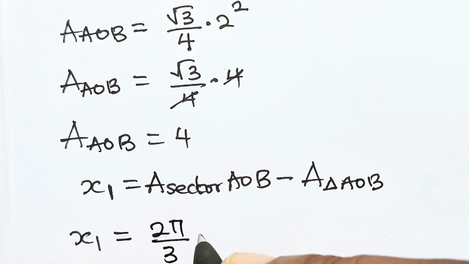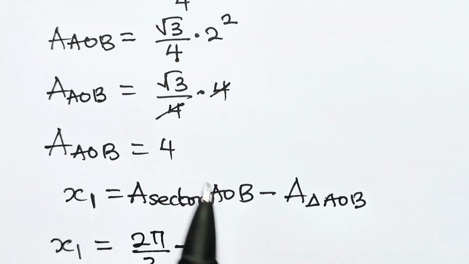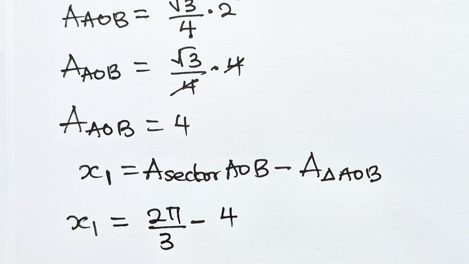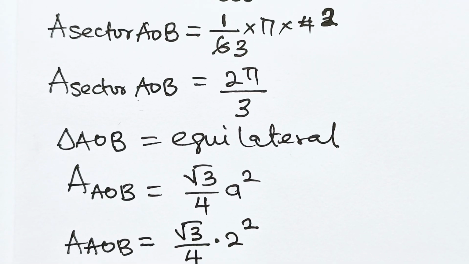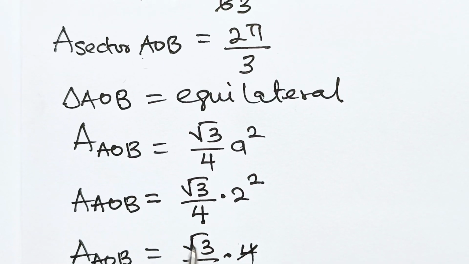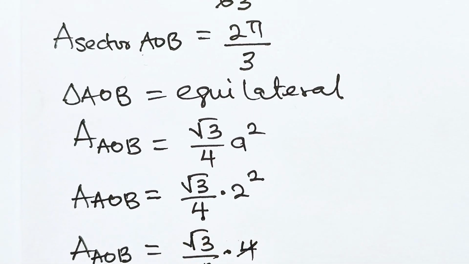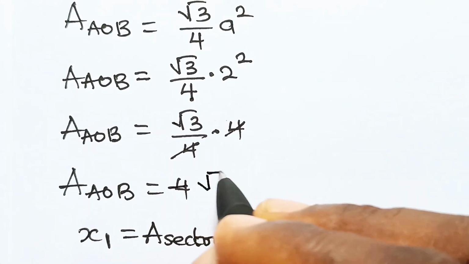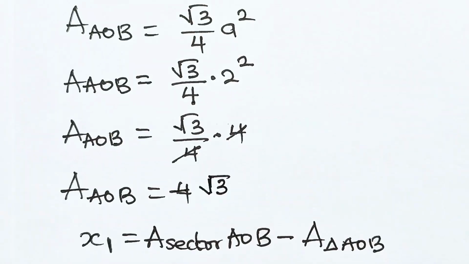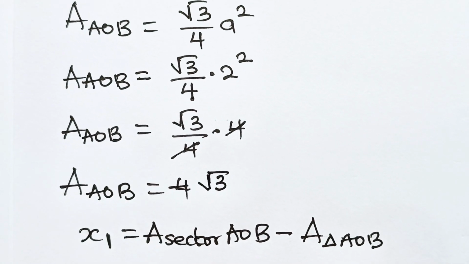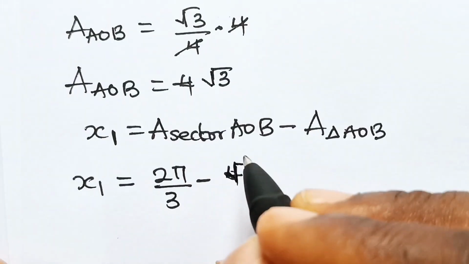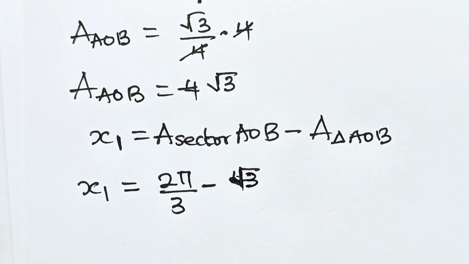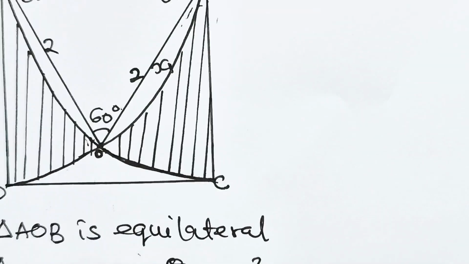2 pi over 3 minus the area of triangle AOB, which is 4 minus 4. Sorry, I made a mistake here. When this cancels this, our area becomes root 3. So the area is going to be root 3, not 4. Thank God I found out on time. So x1 is 2 pi over 3 minus root 3.